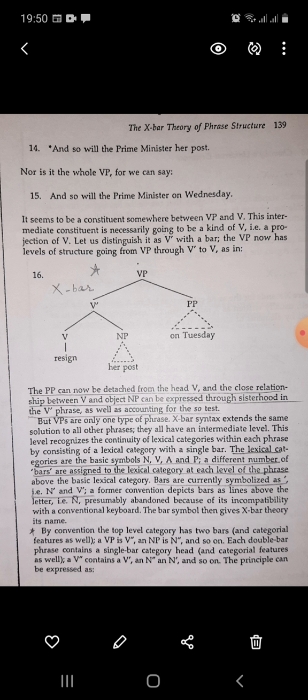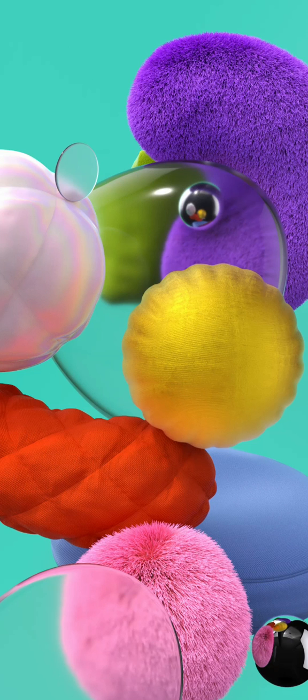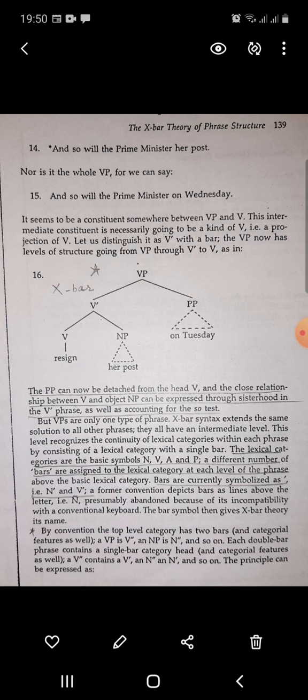A, and P. An N in the case of a noun phrase, V in the case of a verb phrase, A in the case of an adjective phrase, and P in the case of a prepositional phrase. A different number of bars are assigned to the lexical category at each level of the phrase above the basic lexical category. So what is the basic lexical category? That is verb. Fine. Noun, single N, V single, P single, A, adjective.